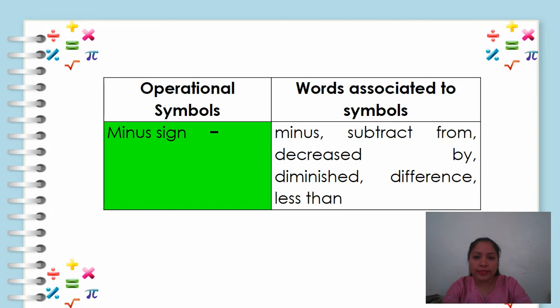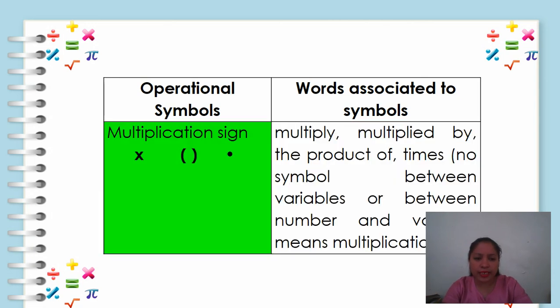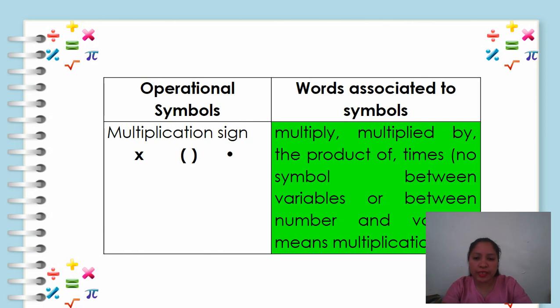Next, minus sign. And the words associated to minus sign, we have minus, subtract from, decrease by, diminish, difference, less than. So, itong mga words na to, ang gagamitan natin ay minus sign. Multiplication sign. Okay? So, meron tayong different sign sa multiplication. Ano? We have the x, the parentheses, and then the dot in the middle of the variable or the numbers. And the words associated with multiplication sign, we have multiply, multiplied by, the product of, time, and the times.